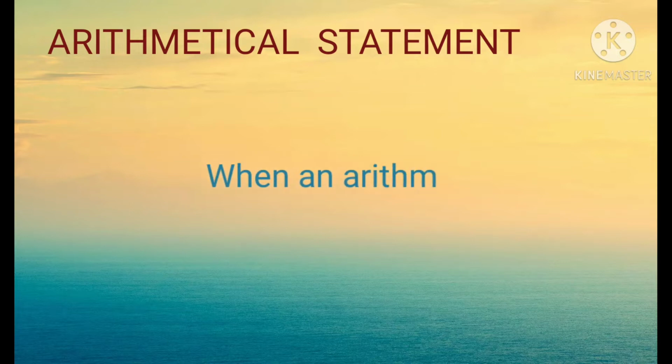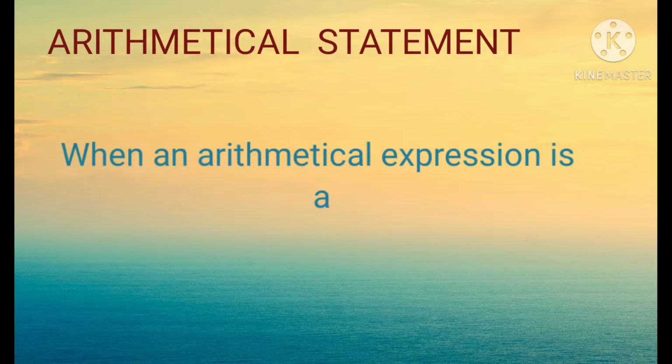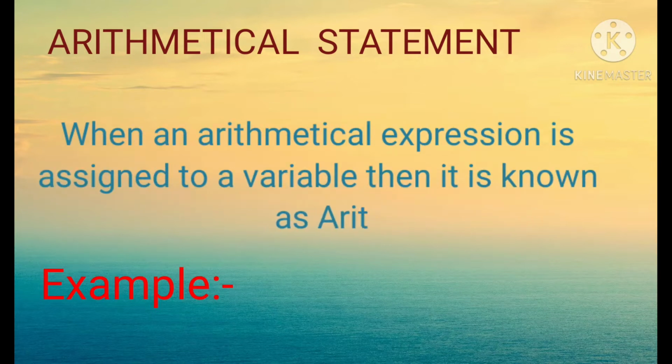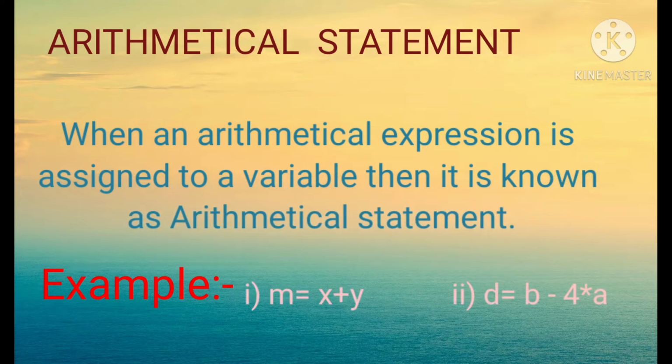Arithmetical statement. When an arithmetical expression is assigned to a variable, then it is known as an arithmetical statement. For example, m equal to x plus y. So x plus y is the expression which is assigned to the variable m. So the value of x plus y will be stored in m. Then d equal to b minus 4 asterisk a. So the value of the expression b minus 4 multiplied by a will be stored in the variable d.